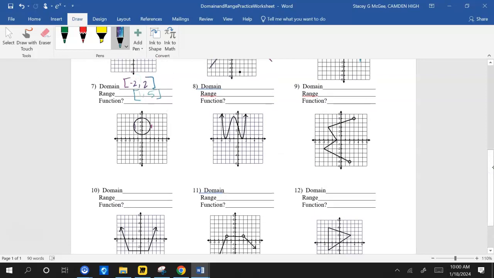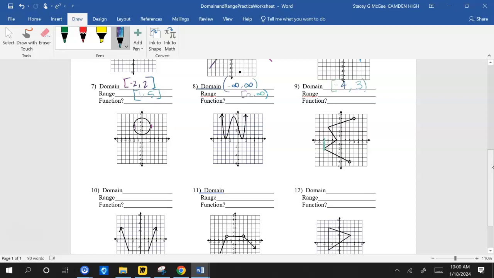How about number 8? What's the domain? -infinity to infinity. How about the range? 0 to infinity. How about the domain on number 9? Left, the furthest left it goes, or the smallest x it ever takes on. -4, it looks like, yeah. That's going to be a bracket up to what? 3.